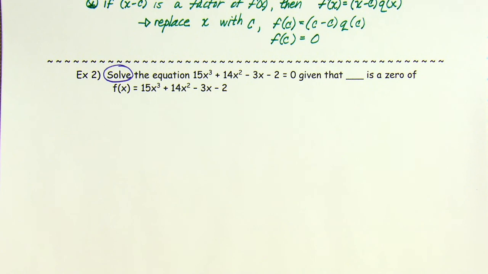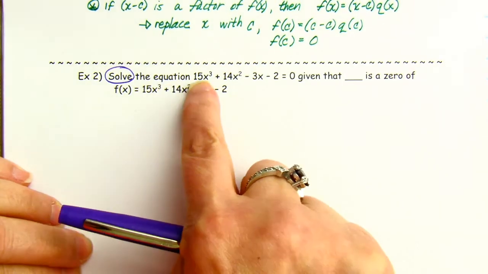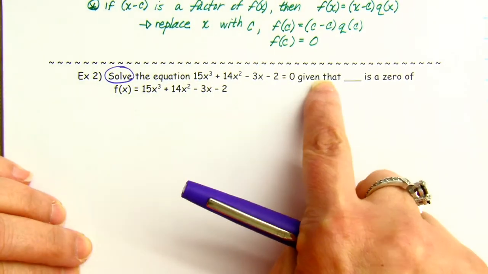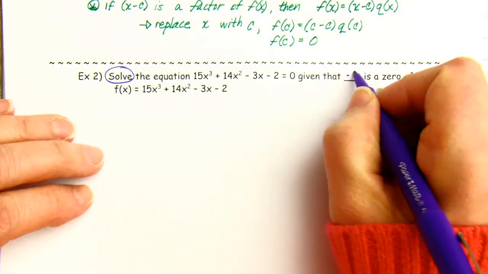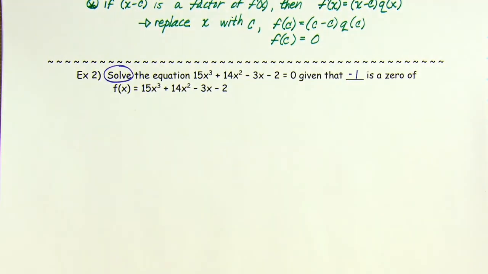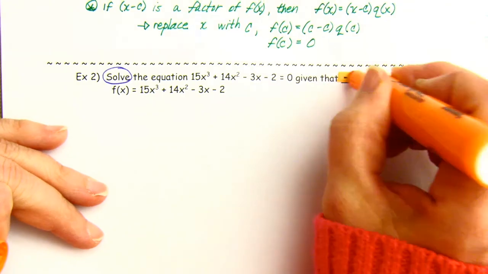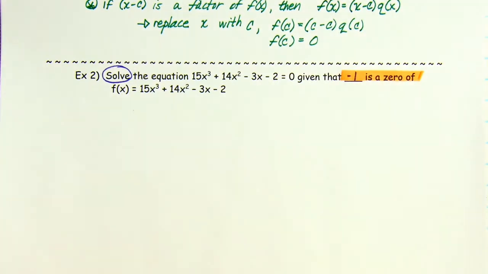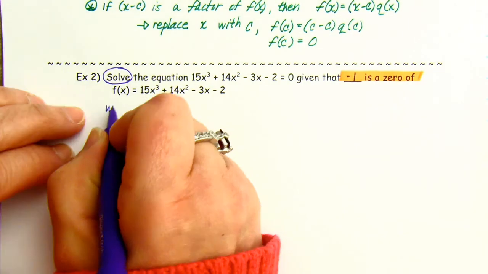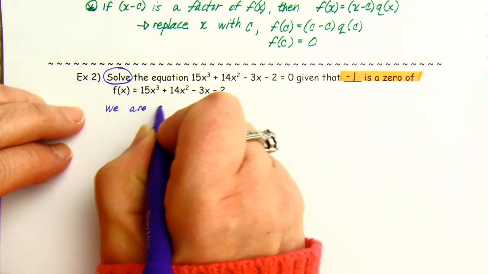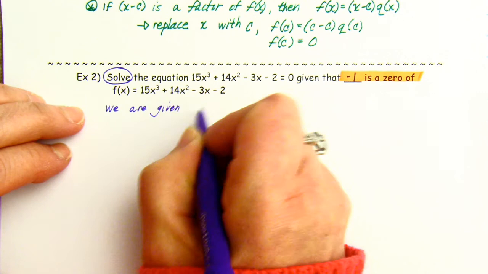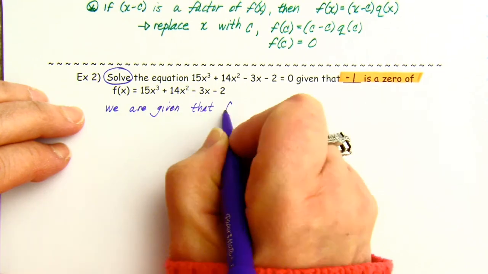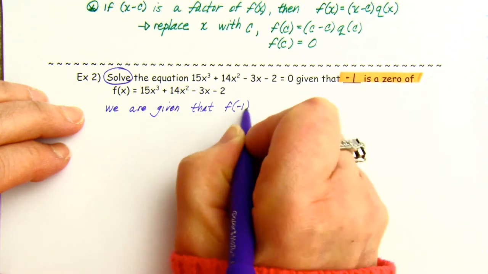All right, let's read this. Solve the equation, here it is, equals 0, given that -1 is a 0 of the polynomial function. So what do we know? We know that -1 is a 0. We are given that f of -1 equals 0.